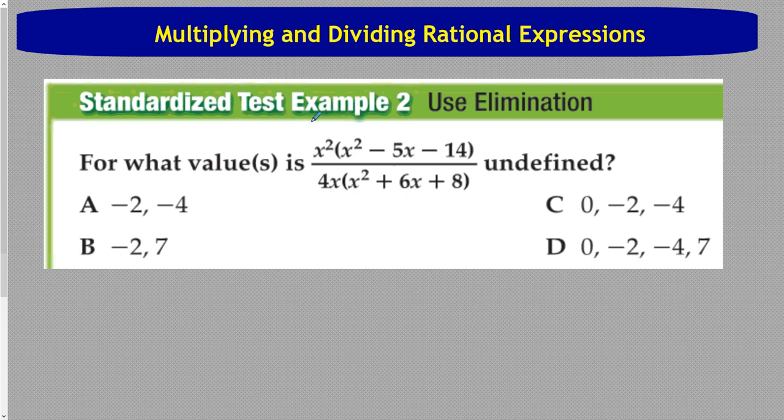The very first thing I'm going to see is this factor right here. In order to make that factor 0, x has to be 0, right? So x equaling 0 is a value where it's undefined. So that means it's got to be C or D. It can't be either of those two because they don't include 0.